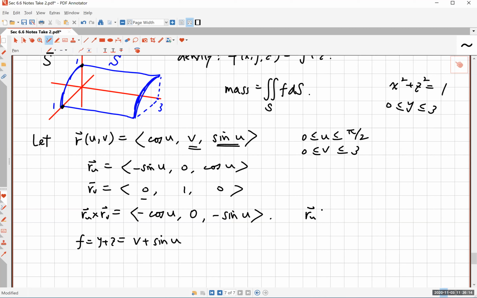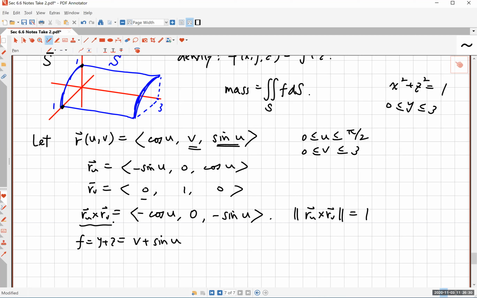And then the last component is negative sine of u, okay? And at this point, r_u cross r_v has the norm, which I think you can tell is the square root of cosine squared plus sine squared, which is the square root of 1, which is 1. Okay, that's easy.